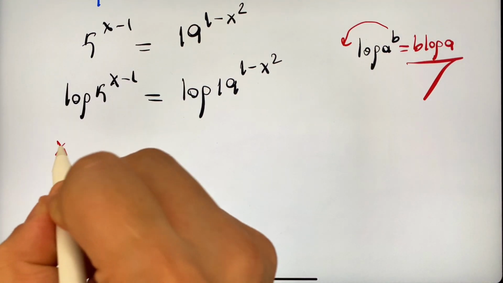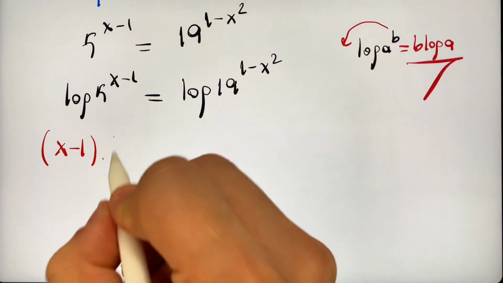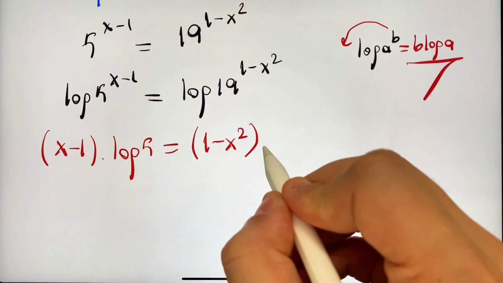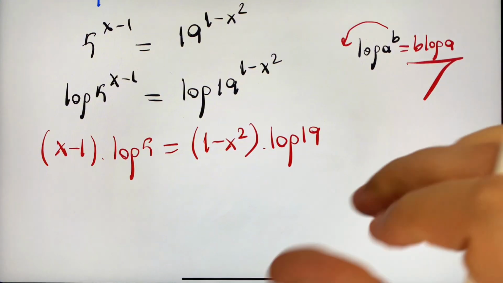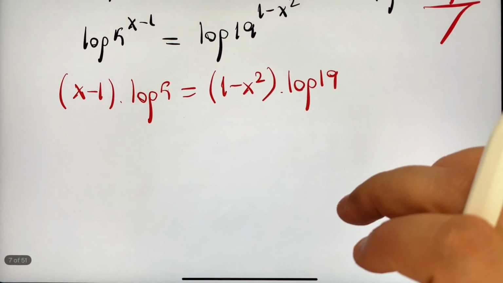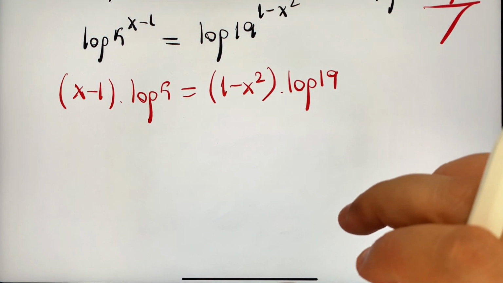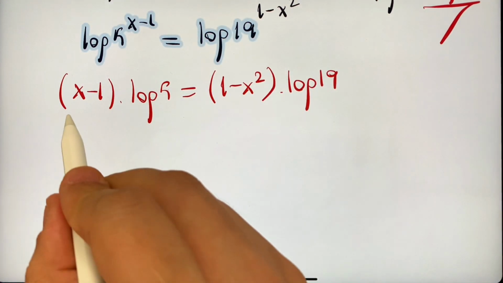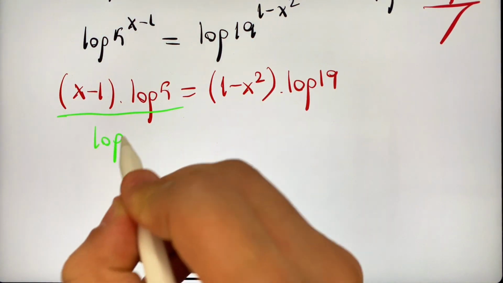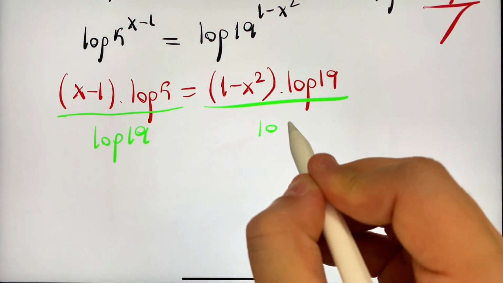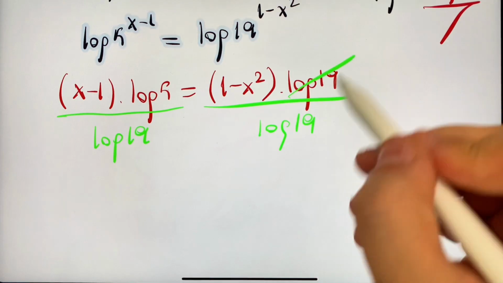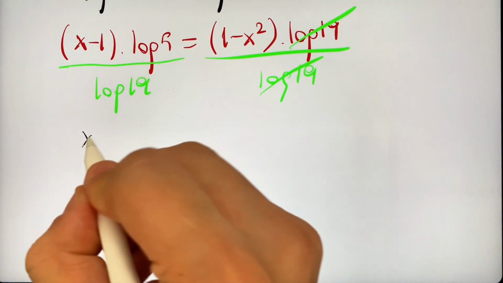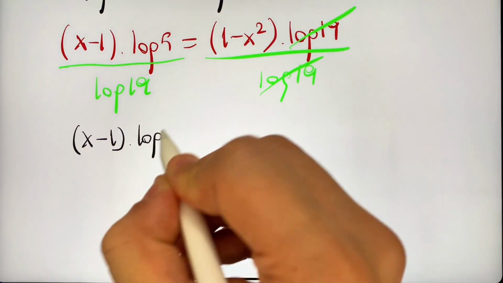What will happen in this case? x minus 1 times the logarithm of 5 equals 1 minus x squared times the logarithm of 19. What can I do next? Look, here we have the logarithm of 19, here the logarithm of 5. If I divide both sides by the logarithm of 19, it seems to me it will be better. We divided both sides by the logarithm of 19. In this case, if you pay attention, the expressions here simplify with each other. So what we have left is x minus 1 times the logarithm of 5 divided by the logarithm of 19.